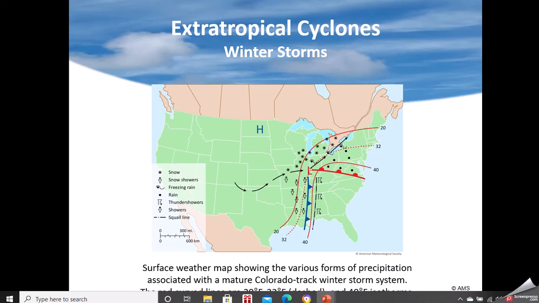If I told you the low was going to come up over Pittsburgh, your weather in Ohio might be more of a snowstorm. If I told you that same low was going to come up across Toledo, well, Ohio might actually have some ice or snow initially, but then change to all rain, and eventually might even have some thunderstorms as the low moves by with the cold front.